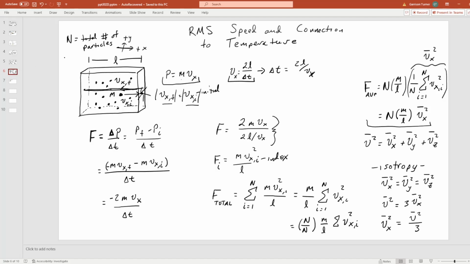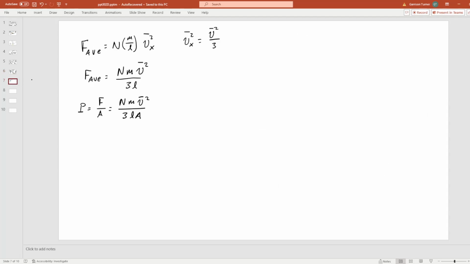But L was the length of the container, but A is the area of the face we're interested in. So A times L is my volume. And therefore, P is equal to F over A. N times m times the average of the squares, divided by 3V.